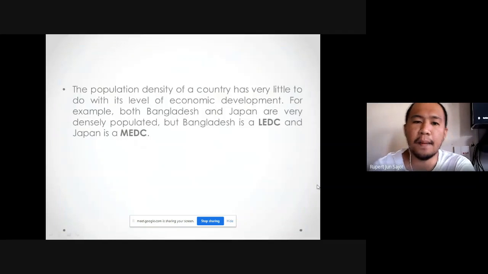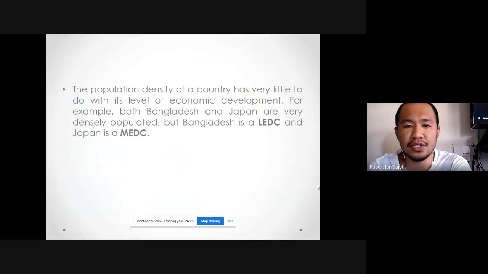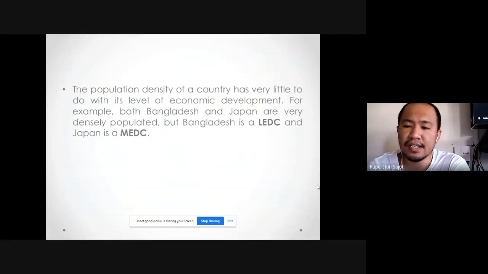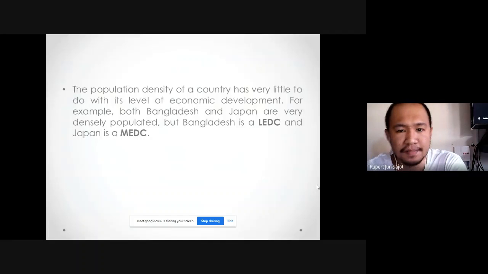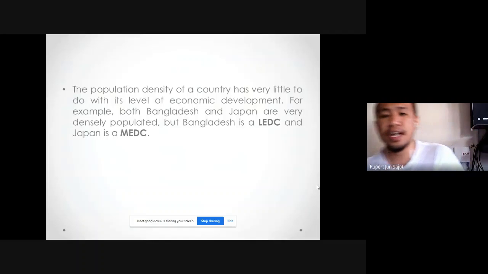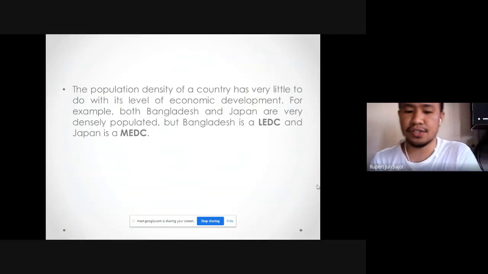All right, moving on. Now, the population density of a country has very little to do with its level of economic development. For example, both Bangladesh and Japan are very densely populated, but Bangladesh is a less developed country, while Japan is the most economically developed country. Again, the population density of a country has very little to do with its level of economic development. Okay, it may be because of the policies, culture, and tradition that cause these countries to be set apart, right?